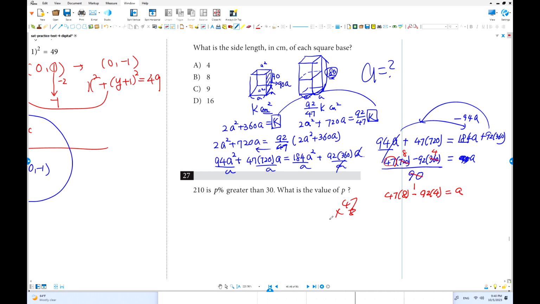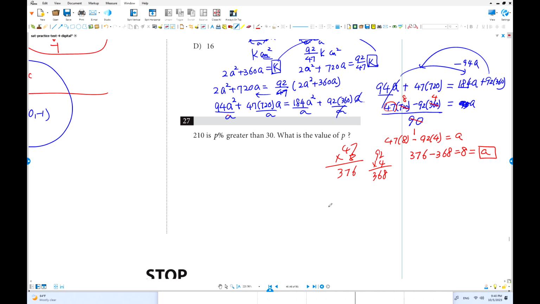47 times 8 is how much? 376. You can use a calculator, that's fine. 92 times 4 is how much? 368, right? So 376 minus 368 equals what? 8. That is the value of A. So 8 is the answer. This is a lot of work, but if you know the right concept, it is not that hard. But remember, you can divide by A because every term has A. That makes it simple.